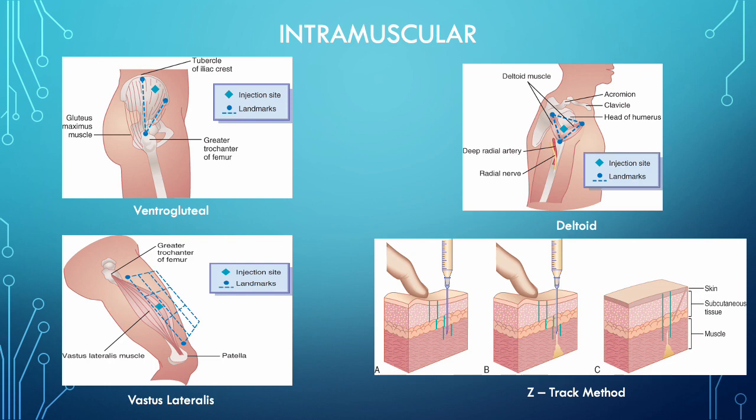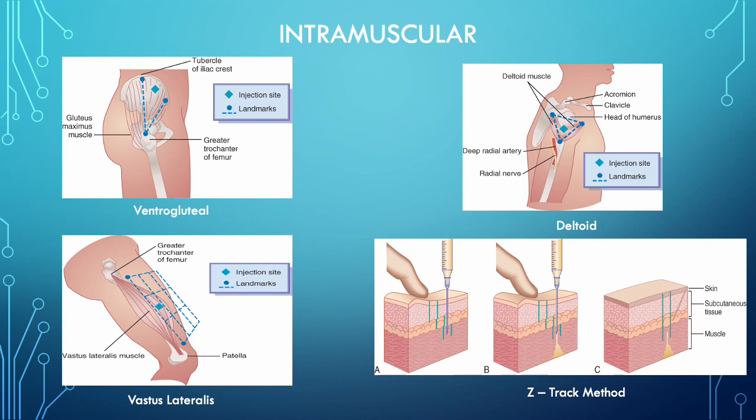Next, we have intramuscular, and we do have multiple sites that we can administer medications through. It all depends on the type of medication you're giving, if it's highly viscous, the volume of medication you're giving, and the size of your patient. So we can give an intramuscular injection through the ventrogluteal site, deltoid, vastus lateralis, and then we also have a method called Z-Track where we're retracting the skin, and that's to make sure that if it's a very highly viscous and thick medication, that it stays within the tissue and doesn't leak out.